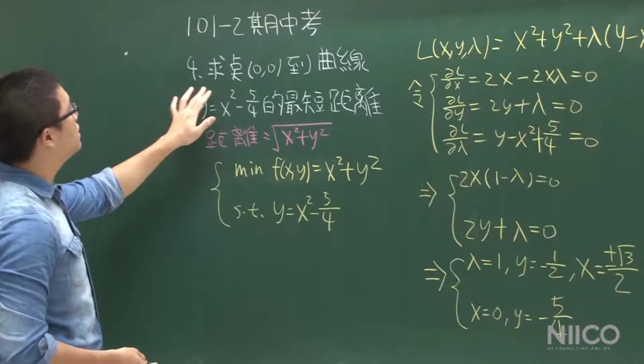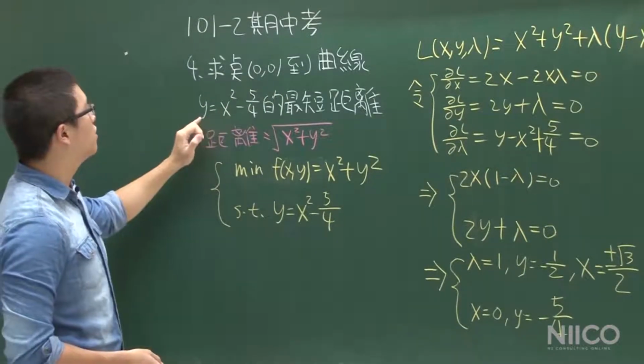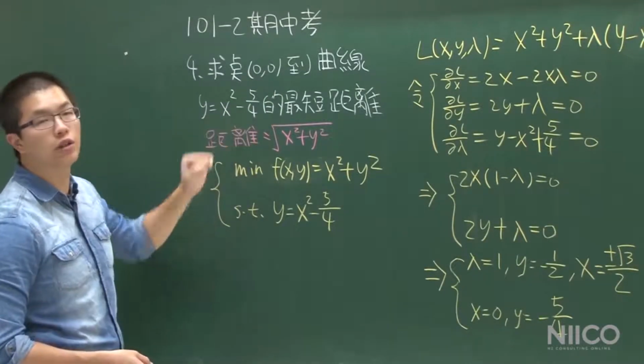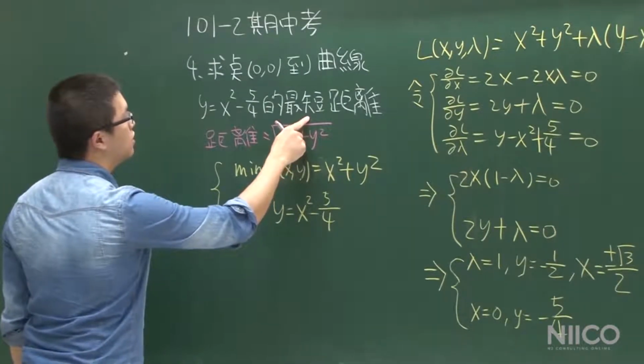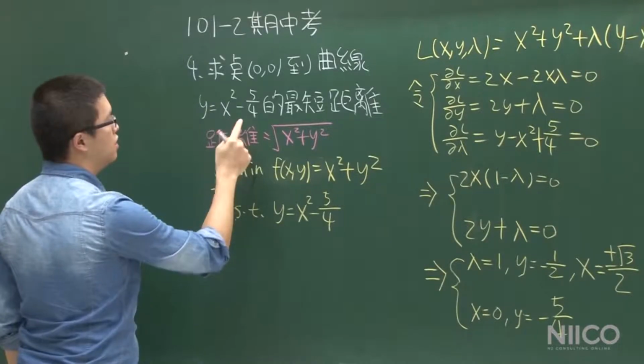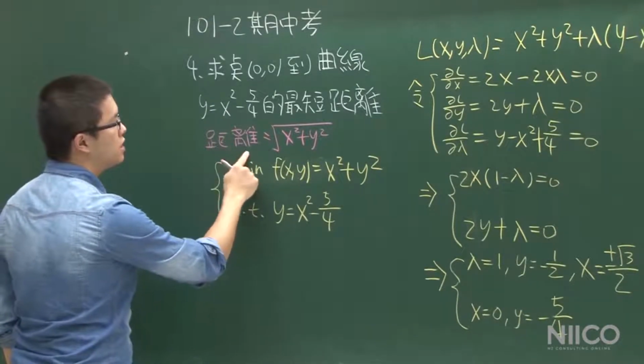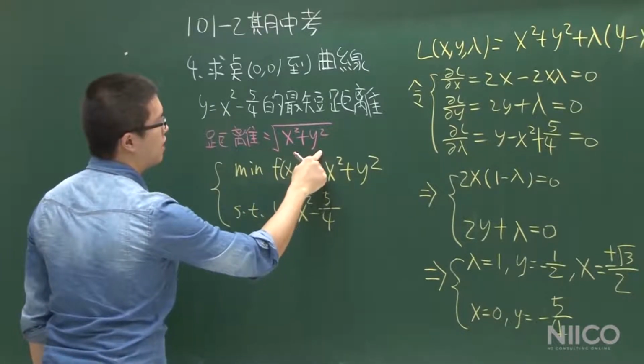Hello everyone, so now we're going to calculate the shortest distance from the point (0, 0) to the curve y equals x squared minus 5 over 4. So what is the distance definition? It is the square root of x squared plus y squared.